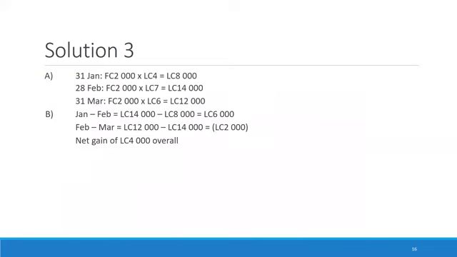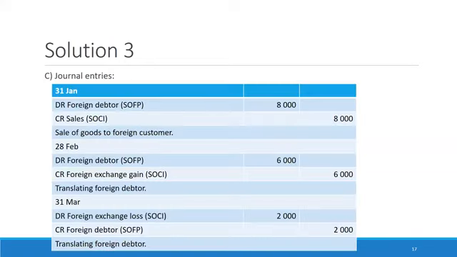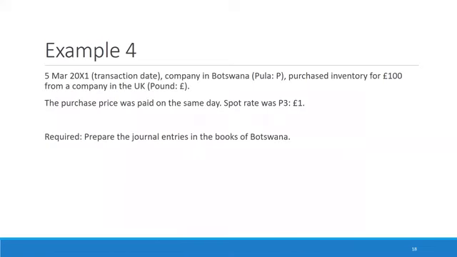We then said between February and March, we in fact lost a bit of ground and we lost 2,000 Rand. Okay, so we need to account for that foreign exchange loss at the end of March: debit foreign exchange loss 2,000 and credit our foreign debtor with 2,000.